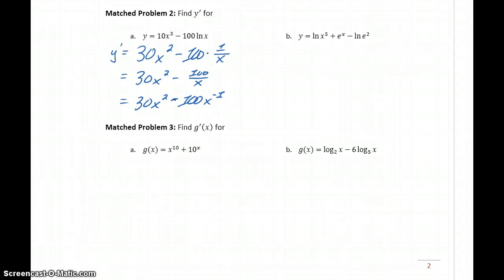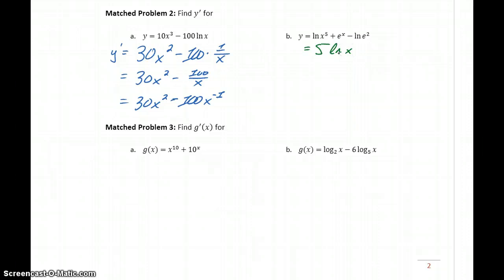In part B, we're still dealing with the derivative of natural log and exponential functions. But in this case, we're going to need to take advantage of some properties of logarithms in order to be able to differentiate this function. So here what we have is the natural log of x to the fifth. So the first thing we want to do to simplify this problem is get rid of that exponent. So properties of logs allow us to bring that exponent down as a factor in front.